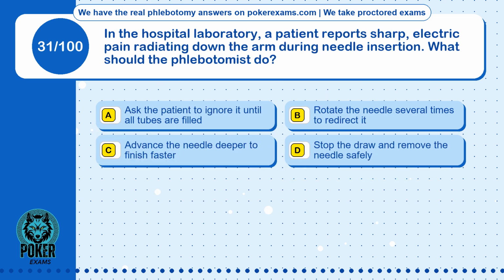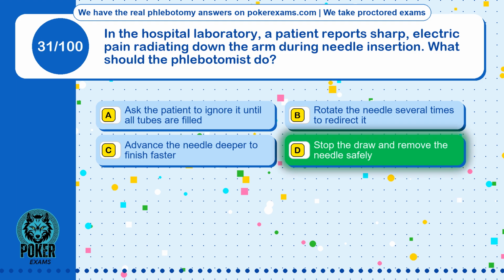Question 31. In the hospital laboratory, a patient reports sharp, electric pain radiating down the arm during needle insertion. What should the phlebotomist do? Option A. Ask the patient to ignore it until all tubes are filled. Option B. Rotate the needle several times to redirect it. Option C. Advance the needle deeper to finish faster. Option D. Stop the draw and remove the needle safely.